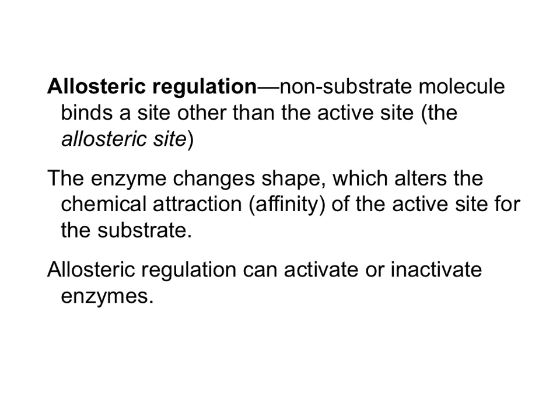So with allosteric inhibition or allosteric regulation, a non-substrate molecule binds to a site other than the active site. That is known as the allosteric site. The enzyme changes shape, which alters the chemical attraction or the affinity of the active site for the substrate. And allosteric regulation can activate or inactivate enzymes.